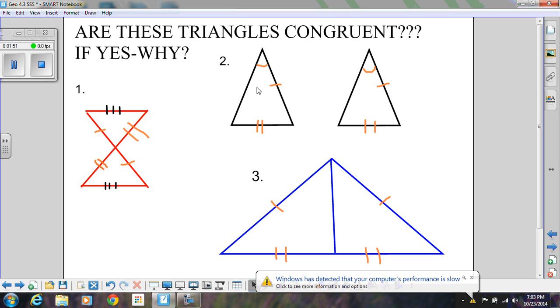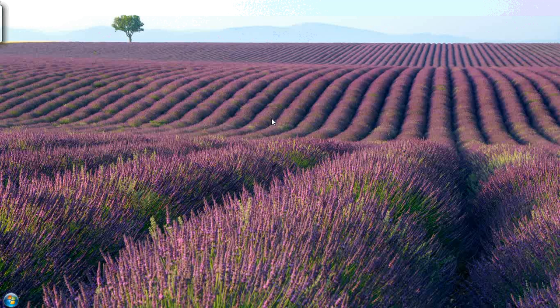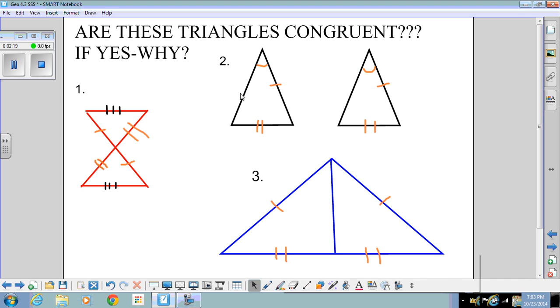Now in example 2, we have an angle that's marked congruent. We have one side marked congruent with this one, and then we have another side marked congruent with two tick marks here. Now we don't have a third side, so we don't really know if this side length is congruent to this side length, and we just have this other random angle. So we really don't have enough information to know whether these are congruent or not, even though they may look like they're congruent.